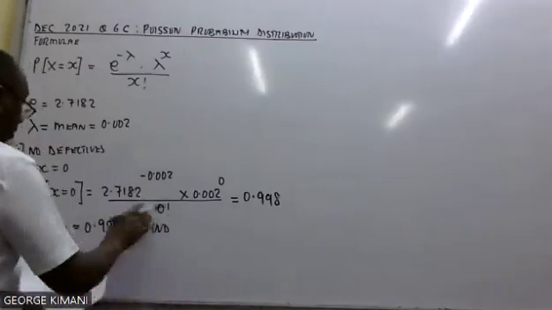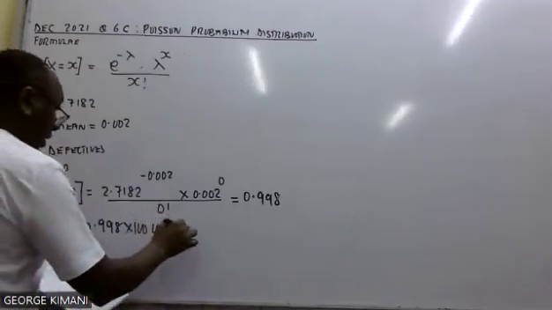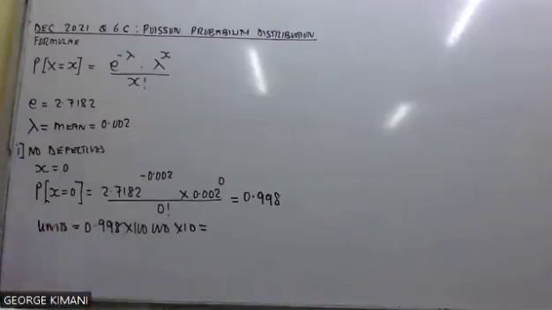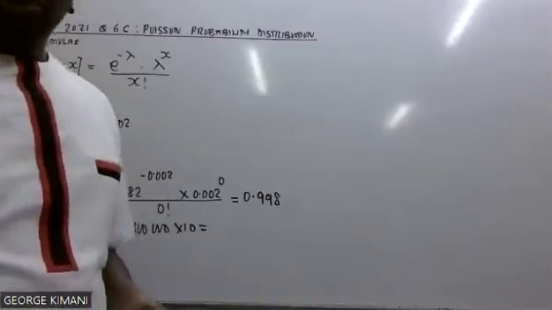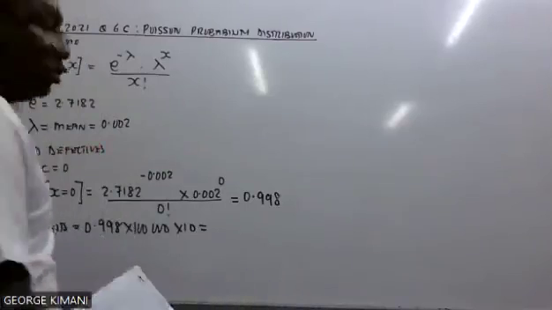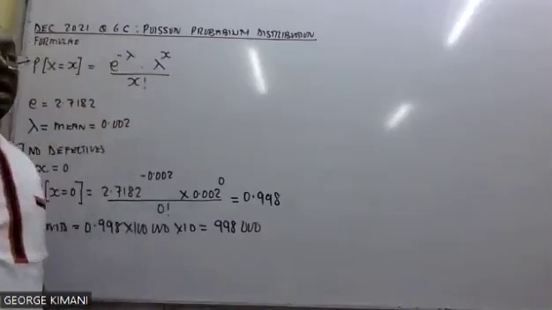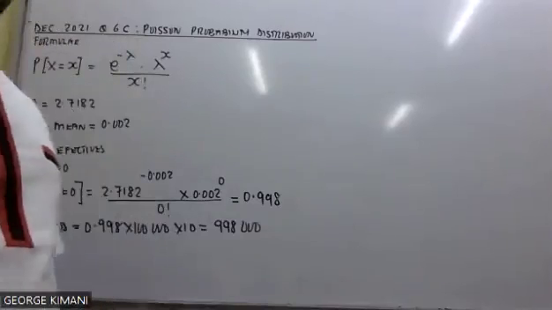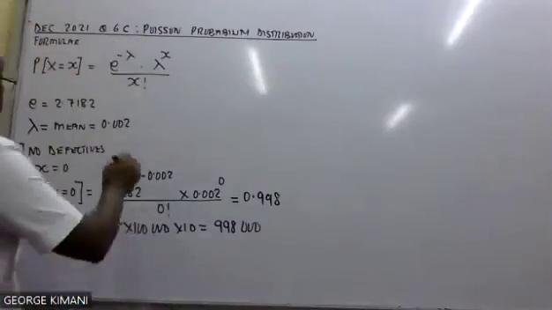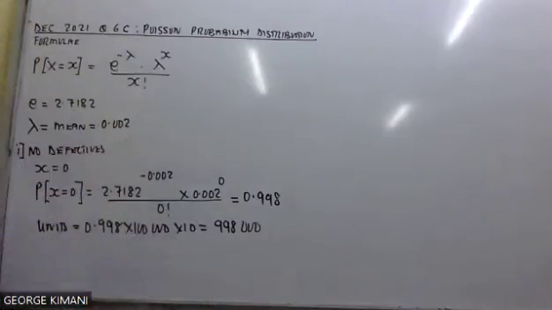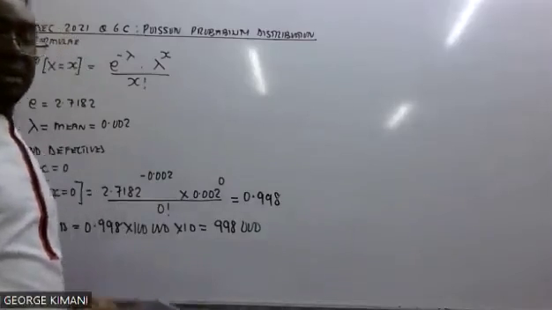Let's multiply by 10 because I did not multiply here. Now that I'm talking of units, so that we make them to be units, it will be 998,000. So you can either multiply here, or you multiply here. If you multiply here, it will be in terms of packets, which is what the examiner is asking. Or you can fail to multiply like I've done, and that gives us the answer in terms of units. It's one and the same thing.